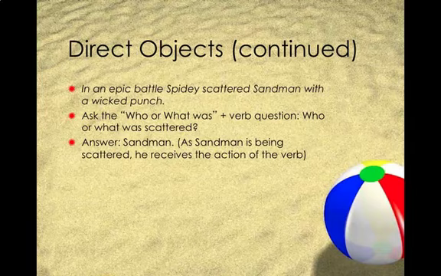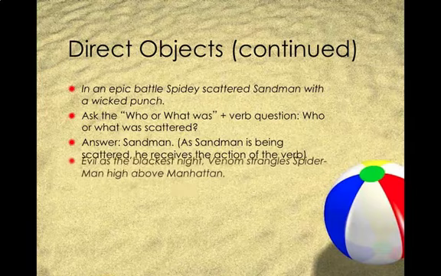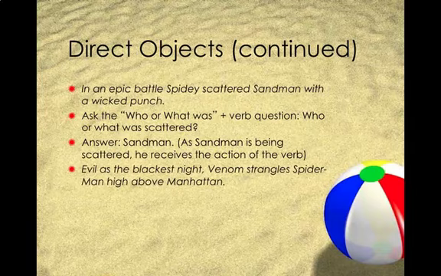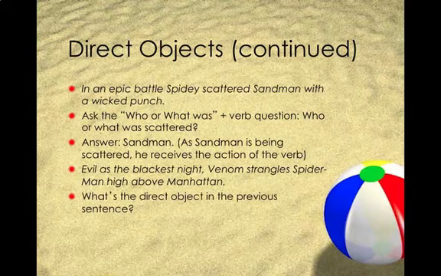You can pause here if you need to look at this. I'm going to keep going. Evil is the blackest night. Venom strangles Spider-Man high above Manhattan. There's that dastardly fellow. What's our verb? Strangles. Okay, now who or what is being strangled? I hear you all say out loud in your mind right now, Spider-Man. And you are correct. Venom is doing the strangling. He is the subject. Spider-Man is being strangled. He is the direct object. And it's just that simple. Okay?